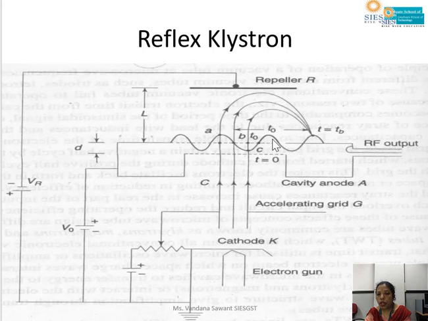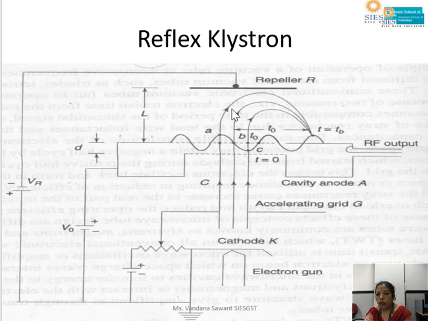As there is a loose cavity, there is no metallic thing to stop these electrons. So because of this loose cavity, the electrons will pass through it and go towards the repeller. But the repeller has a negative voltage, so it will not keep the electrons with it.